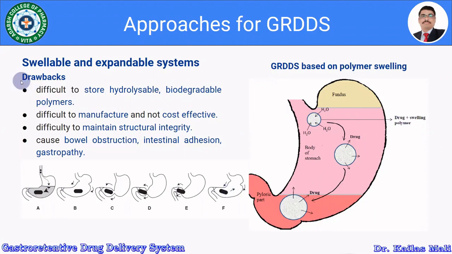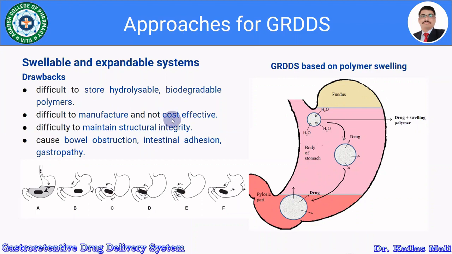The drawbacks of the swellable and expandable systems are: difficult to store hydrolyzable and biodegradable polymers, difficult to manufacture, and not cost effective, with difficulty maintaining the structural integrity of the formulation. It causes bowel obstruction, then intestinal adhesion and gastropathy. So these are a few drawbacks of the swellable and expandable system. So this is about the swellable and expandable system.